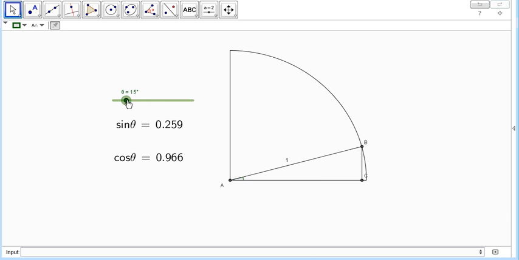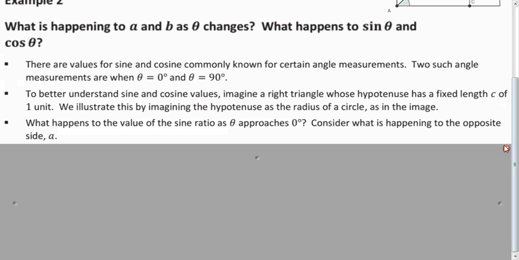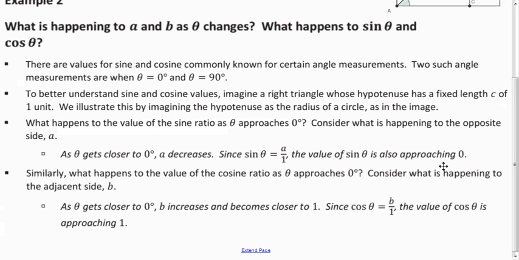Well, sine is getting closer to 0, and cosine is getting closer to 1. And why does that happen? Well, for sine, the opposite side is getting smaller and smaller, and for cosine, the adjacent is getting larger and larger, closer to 1. So that's our answer for this first part. So for 0 degrees, sine of 0 is 0, cosine of 0 is 1.